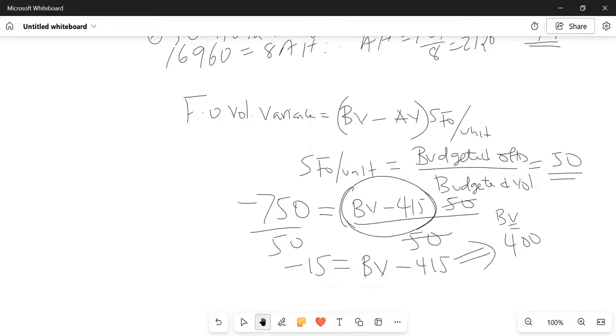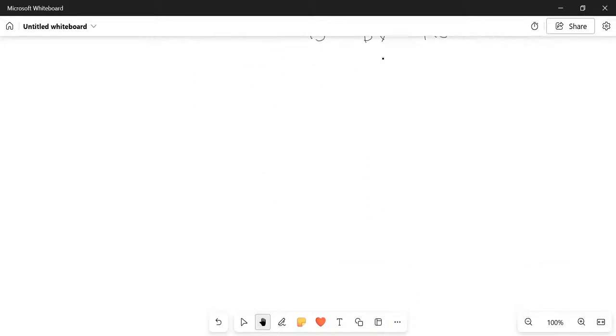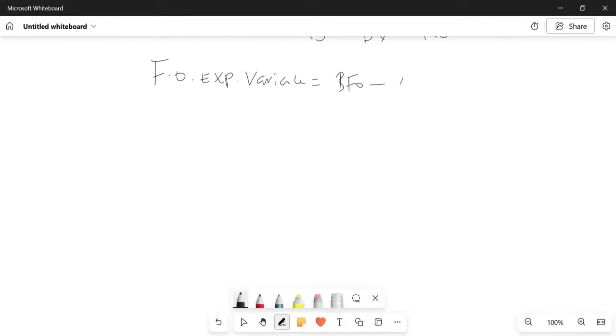Sasa kuja hapa, abracadabra, tuende kwa the other fixed overhead variance, which is known as fixed overhead expenditure, isn't it? Expenditure. So fixed overhead expenditure variance will be equal to who? Who remembers this before leaving? Budgeted fixed overheads minus actual fixed overheads, yes.